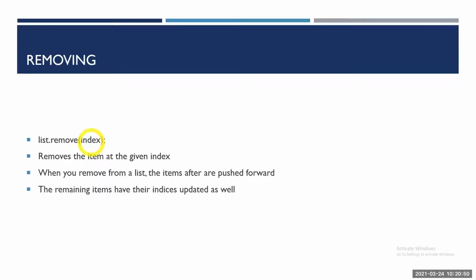When you do remove something, all of the items that came afterwards are pushed forward. So for example, if you remove index 0, all of the ones from index 1 on, they get pushed up. So index 1 becomes index 0, so on and so forth. And that happens for whichever index you are removing.